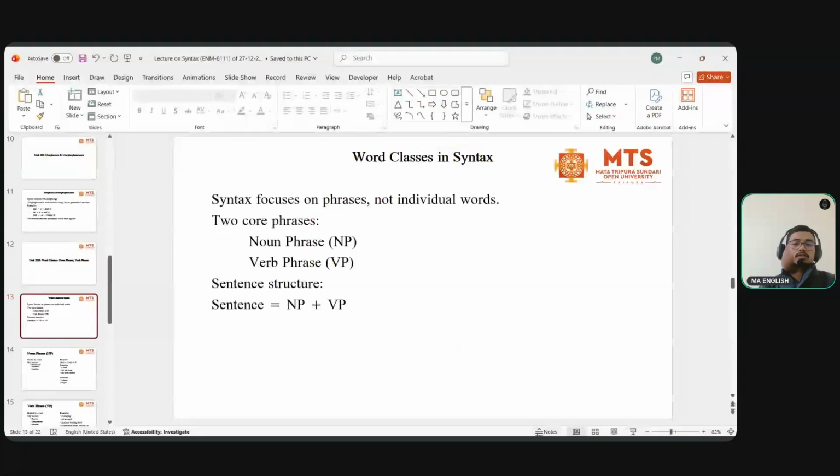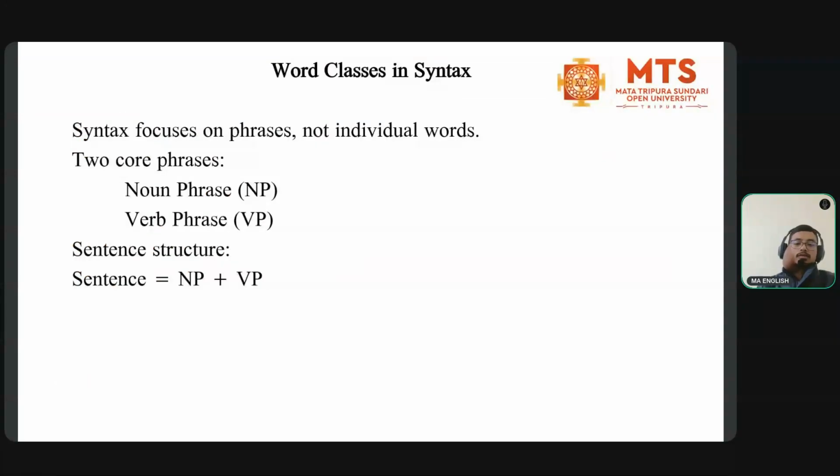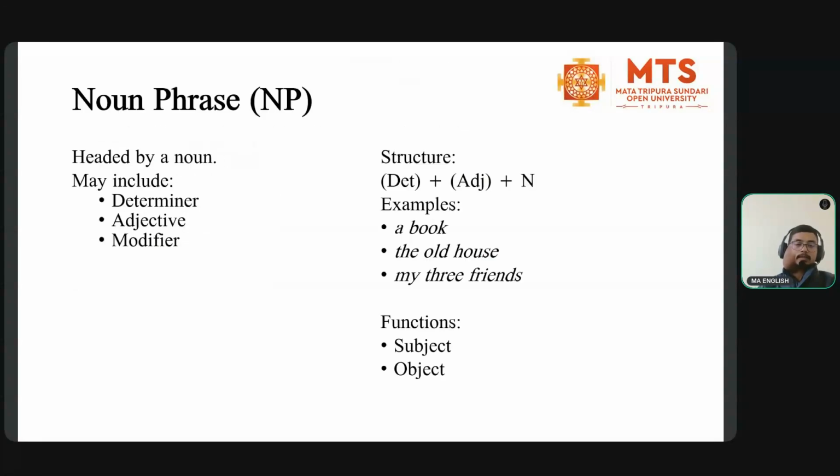Just a minute. So now let's move on to the next slide. Let's try to understand these phrases properly.